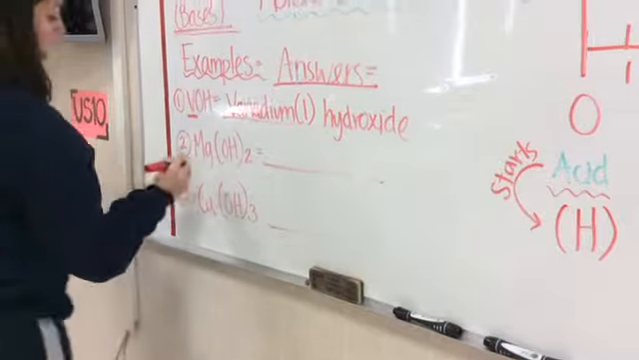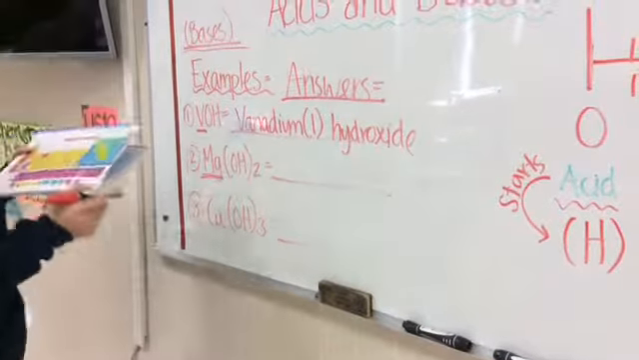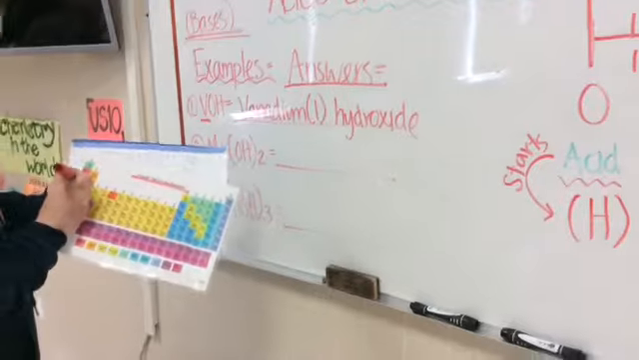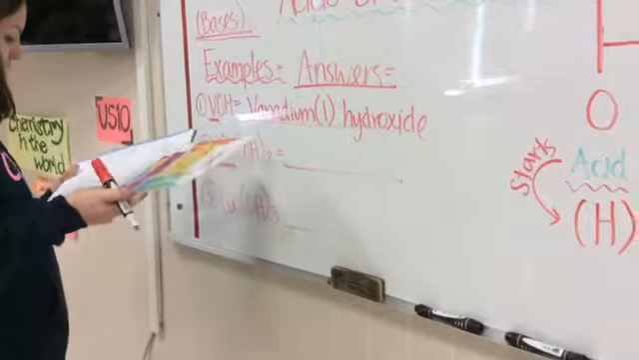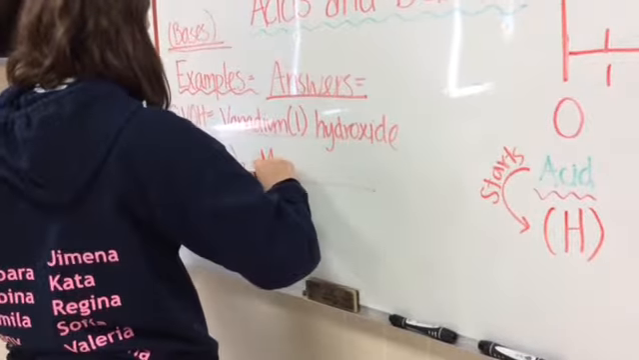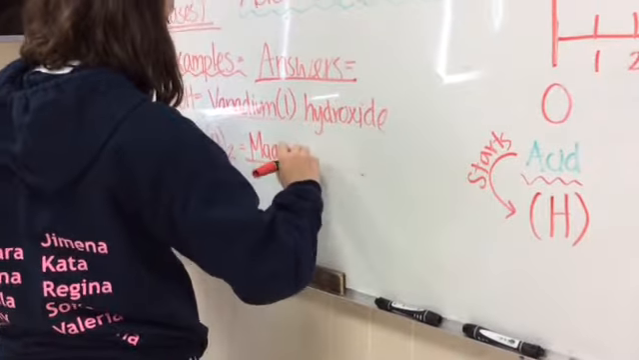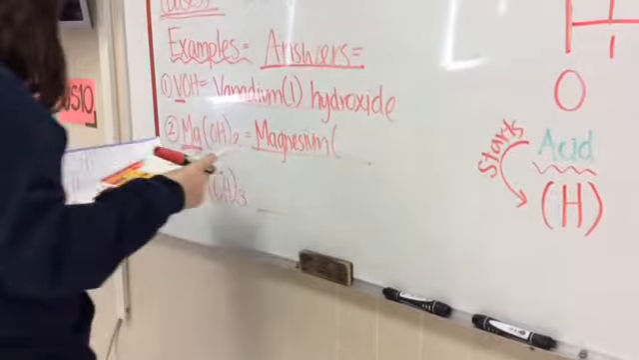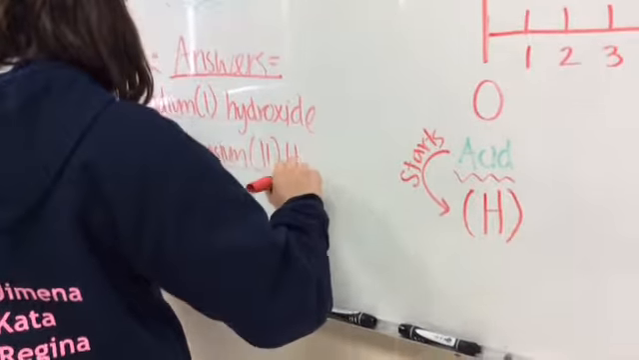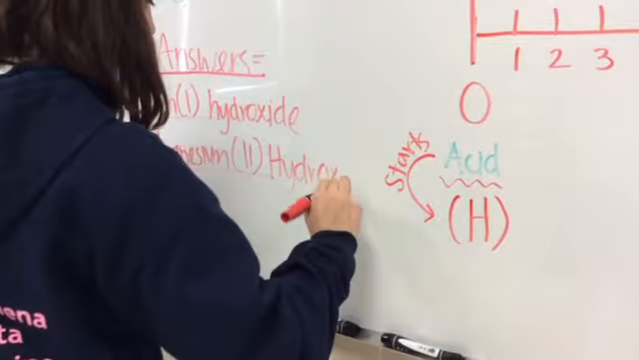The next example is Mg(OH)2. Mg means magnesium. So you put magnesium, and as you can see it has a 2 next to OH. So you put Roman numeral 2 and hydroxide.